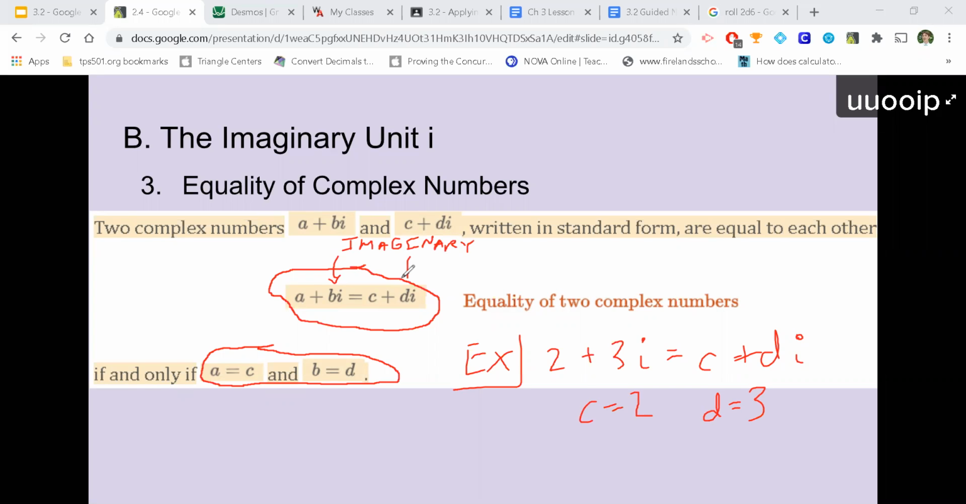And then the A and C would be the real parts. And together, real plus imaginary makes a complex number. So in here, since my real part is 2, that means C would have to be 2. And since the imaginary part is 3i, that would mean D has to be 3. Make sense? In order for them to match, the parts have to match.